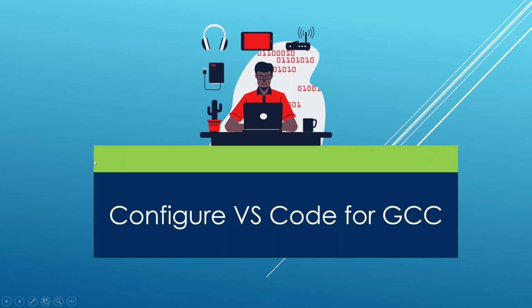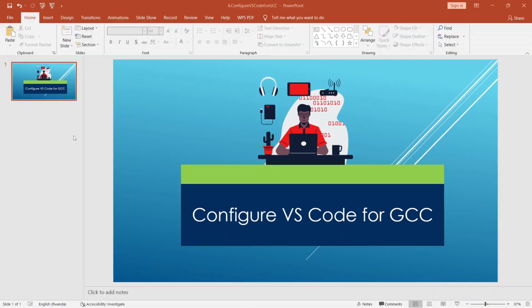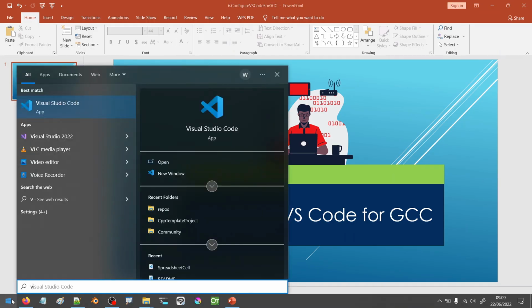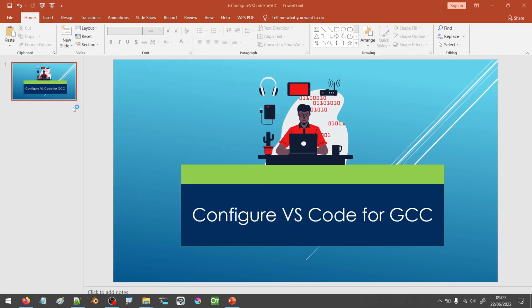In this lecture, we're going to see how to set up Visual Studio Code, our editor, to work with the GCC compiler that we just installed in the last lecture. We are going to start Visual Studio Code like you would any other application.